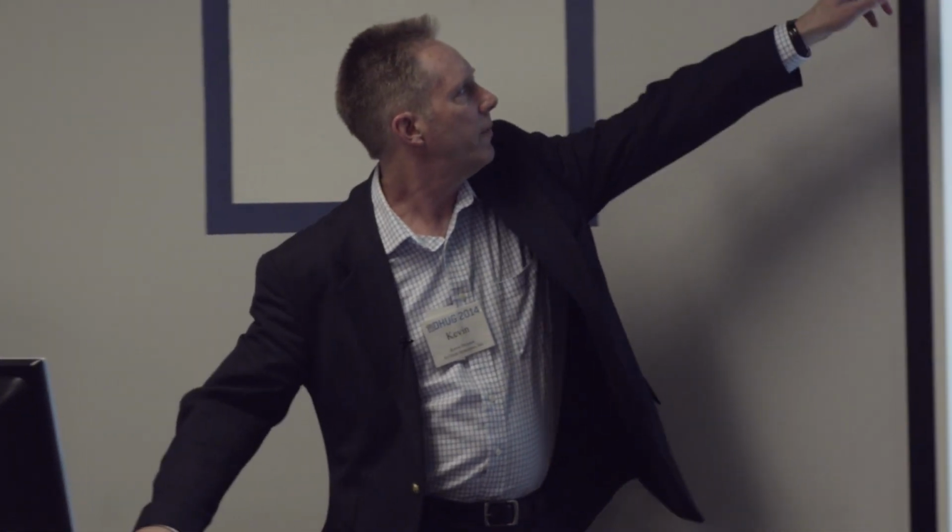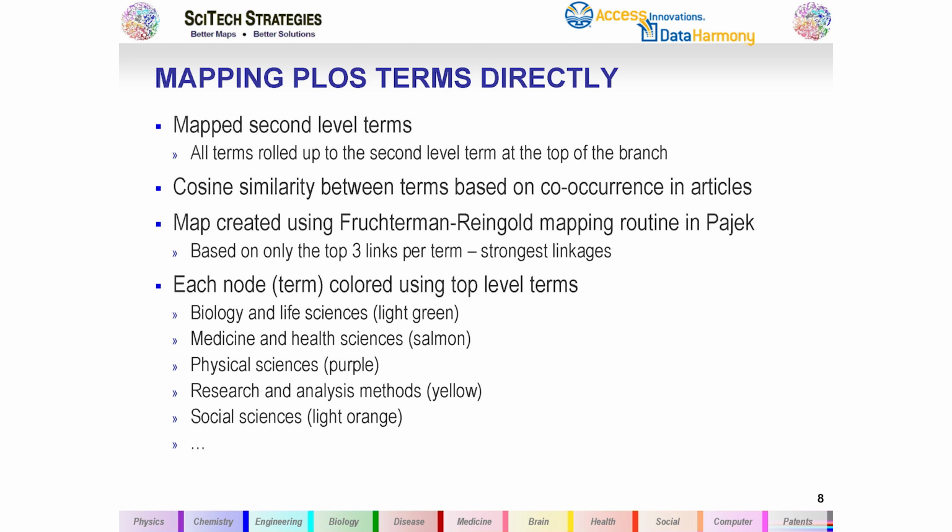So the first thing we did is we rolled all the terms up to the second level and said, let's just map that second level. There's about 300 terms there. So everything that was underneath that, we rolled all of those counts up to that second level and then did this co-term type of analysis, created the map. We colored the terms as you saw in that hierarchical map. And this is the picture we got.